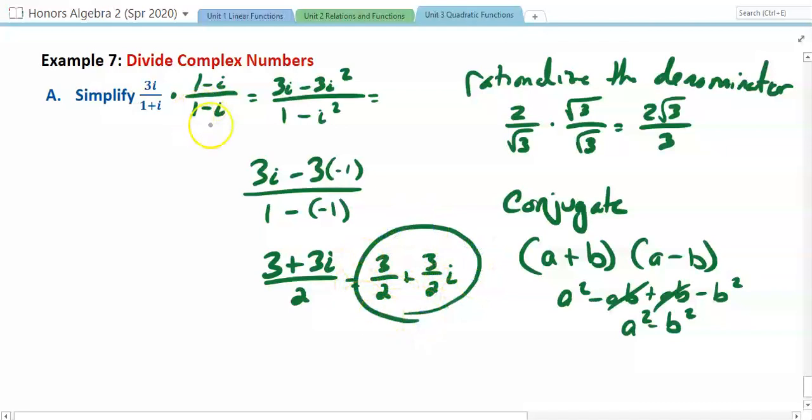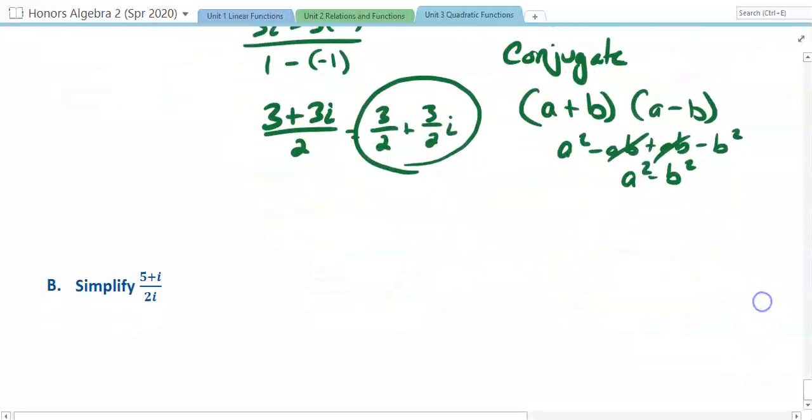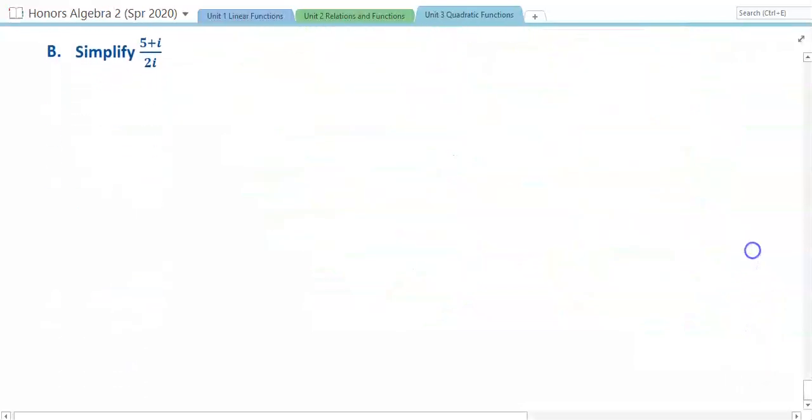So with division, again, we're going to multiply by the conjugate to get these to simplify, because it gets rid of the imaginary part in the denominators. Okay. Last example, I want you to try this one. This one's kind of the same, but also different in that it's not a complex number in the denominator. It's just an imaginary number.